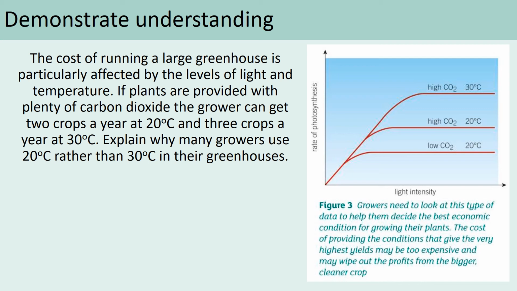So the cost of running a large greenhouse is particularly affected by the levels of light and temperature. If plants are provided with plenty of carbon dioxide, the grower can get 2 crops a year at 20 degrees Celsius and 3 crops a year at 30 degrees Celsius. Explain why many growers use 20 degrees Celsius rather than 30 degrees Celsius in their greenhouses. So have a look at the information and suggest why you think that they tend to use 20 degrees Celsius instead of 30 degrees Celsius. So pause the video and have a go at answering that question.